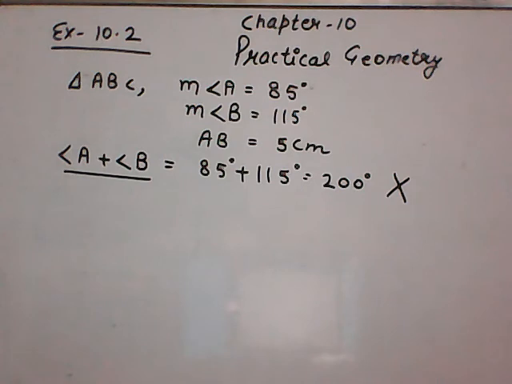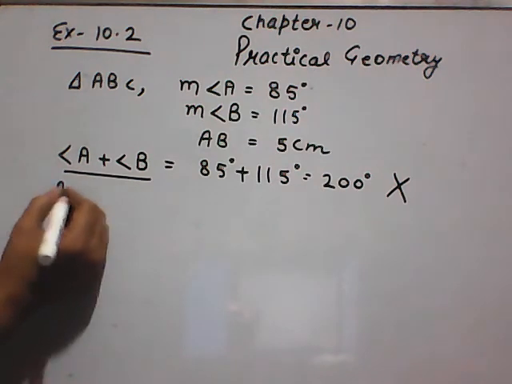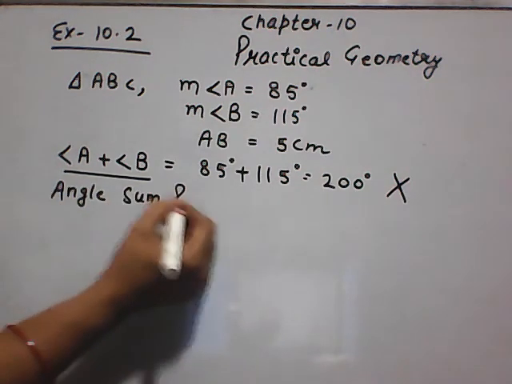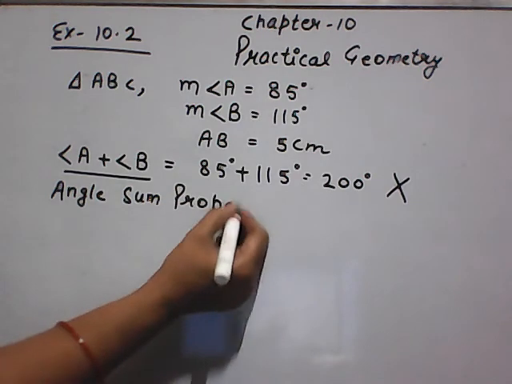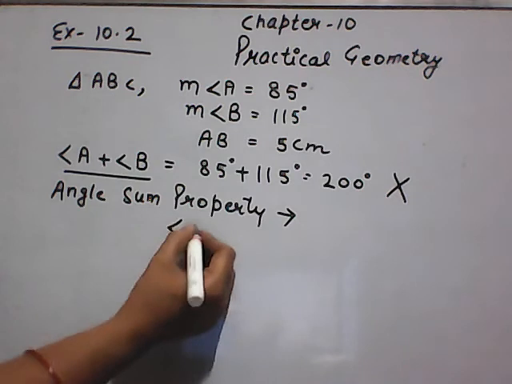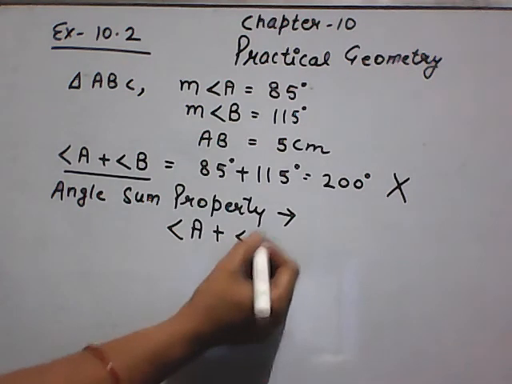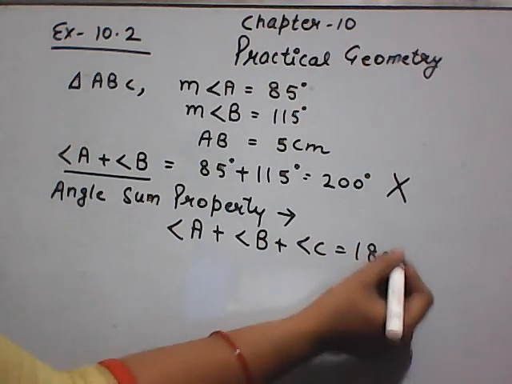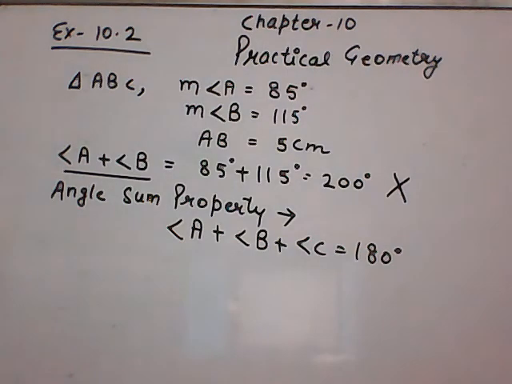In this case, as the sum of two angles is 200 degree, it is not less than 180 degree. When angles are given to you, you have to check the angle sum property. What does the angle sum property say? The sum of three angles of a triangle is equal to 180 degree. If this condition is satisfied, then you can construct the triangle. Otherwise, you cannot construct the triangle.